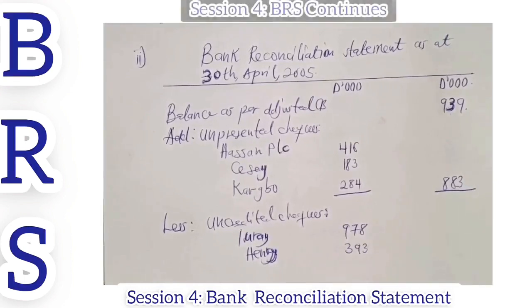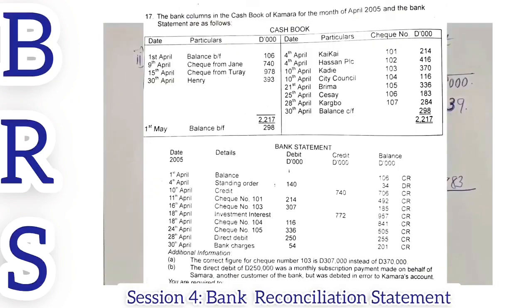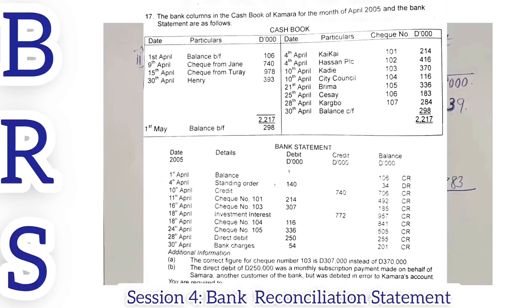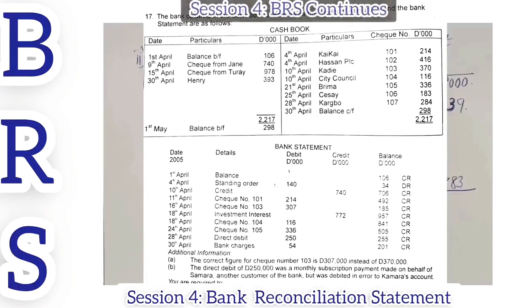So we always compare. For you to know unpresented checks, you look at the credit side of the cash book, compare with the debit side of the bank statement. For you to know uncredited checks, look at the debit side of the cash book, compare with the credit side of the bank statement. So that is how it goes. Debit compare with credit, that is uncredited checks. Credit compare with debit, that's unpresented checks. Then you are good to go.